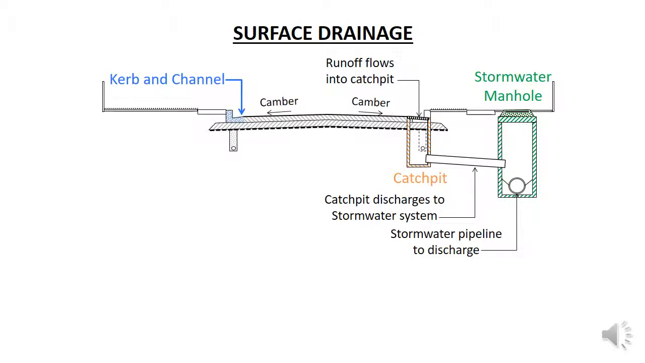The road usually has a camber, or slope, of 3%, which allows the runoff to flow to the channel running alongside of the road. The channel flows down to a catch pit. Catch pits, or sumps, have a grate on the top which allows the runoff to drop into the catch pit. From the catch pit, the runoff flows into the stormwater system, which conveys it to discharge to the natural system, as shown here.